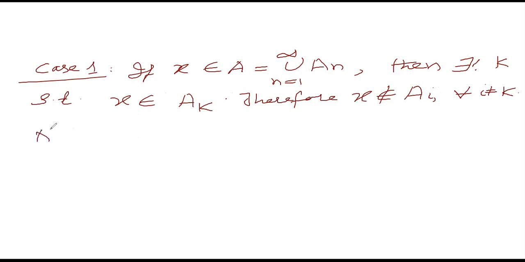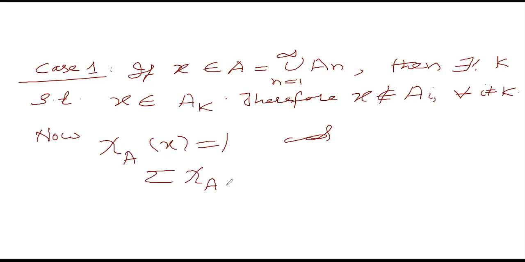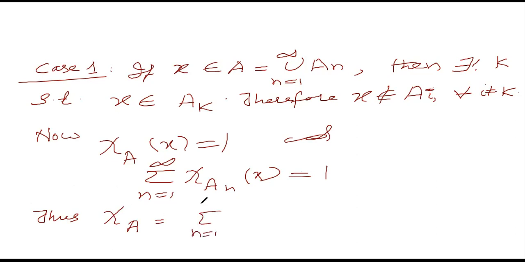So now you find the correct chi values. What's the chi_A of x? It's equal to 1 because x is in A. And what's the sum, chi_{A_n} of x, n runs from 1 to infinity? In this sum, since x is in exactly one A_k, the k-th term of this sum is equal to 1, and the rest of the terms are equal to 0, because for the rest of the A_i's, x is not in those A_i's. So the chi values with respect to those A_i's are equal to 0. So this sum is also equal to 1. Thus chi_A is equal to the summation, n runs from 1 to infinity, of chi_{A_n} in this case.